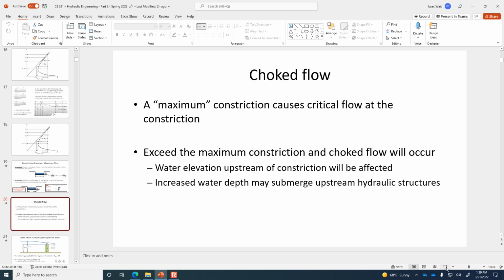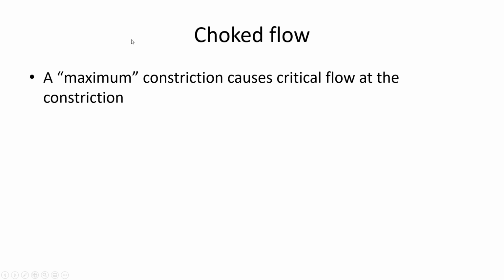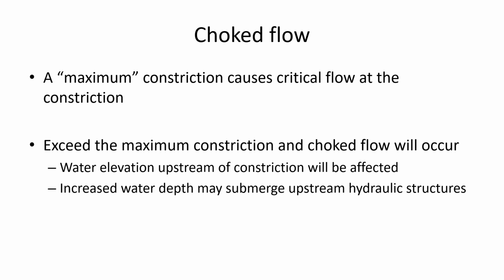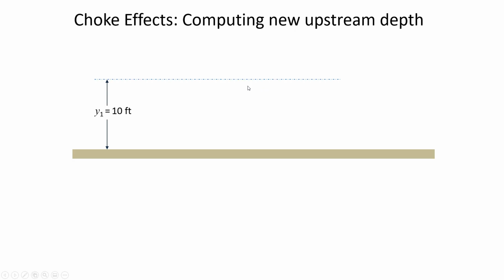Okay, so choked flow just means that you've achieved that maximum constriction. Either the channel is getting really narrow or there is a really tall obstruction that if you go beyond what's the maximum that's allowed, then the water elevation upstream is going to be affected by that. And the reason why it's significant is that if the water level is getting deeper and deeper to accumulate energy to get over the obstruction, then that could submerge things, hydraulic structures upstream. So let me just go through an illustration.